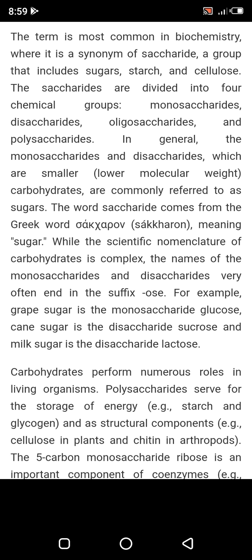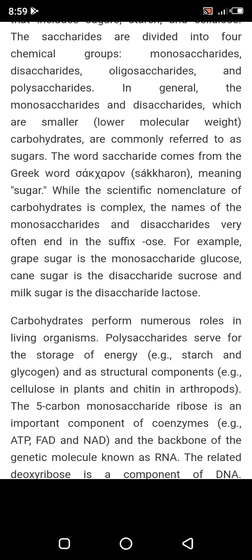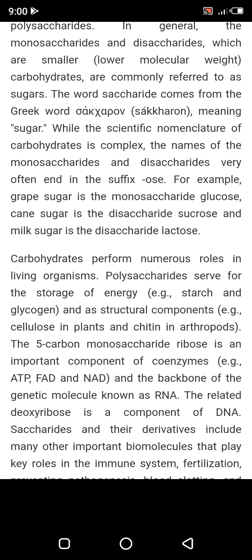While the scientific nomenclature of carbohydrates is complex, the names of monosaccharides and disaccharides very often end in the suffix "-ose". For example, grape sugar is the monosaccharide glucose, cane sugar is the disaccharide sucrose, and milk sugar is the disaccharide lactose.